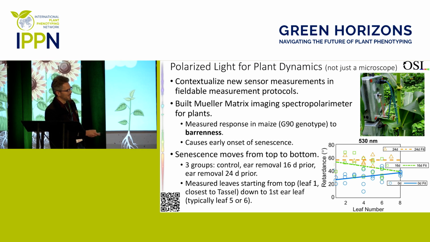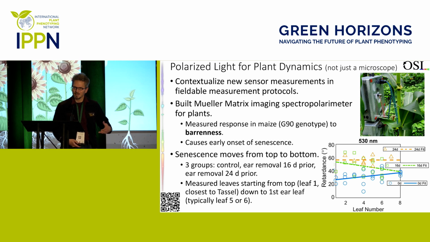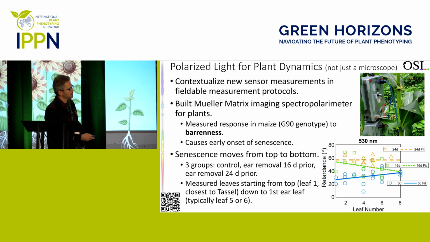And then 16-day, we see that the upper canopy leaf, number 1 and 2, look more like the 24-day barren versus the control, which looks more like the healthy sample. So in this case, we're seeing kind of a form of early detection in the retardance value. This is retardance at the top.